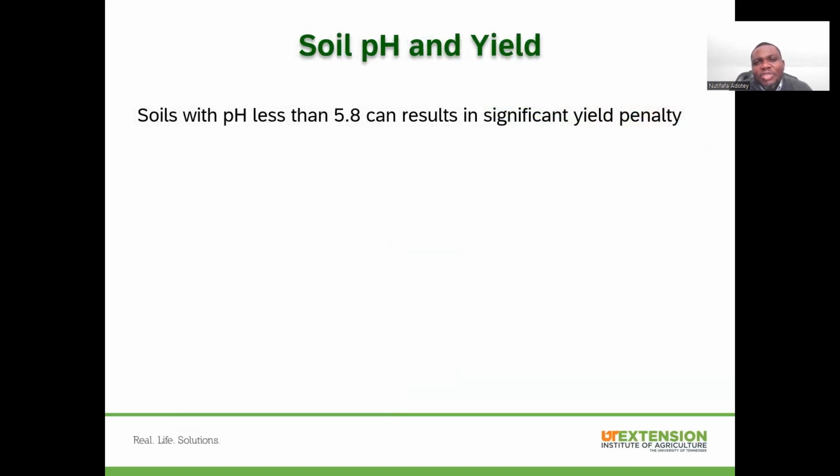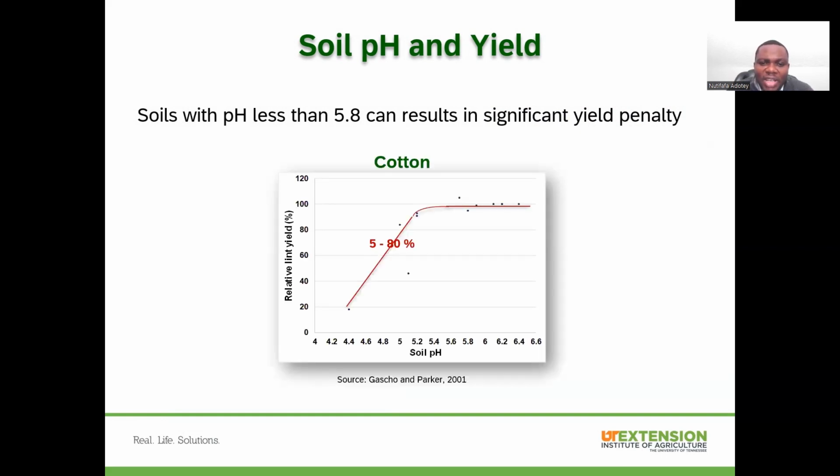So the next relationship is soil pH and yield. Generally, when your soil pH is less than 5.8, it can result in significant yield penalty. Why so? Because we talked about the fact that low soil pH can affect your root. So your root is not able to take up adequate amounts of nutrients and moisture that are required for optimal yield. We want to look at a study that was done out of state, looking at how soil pH can rob lint yield. So on the y-axis is the relative lint yield, and on the x-axis is the soil pH. And you can see clearly that when pH is below 5.8, you can lose somewhere between 5 to 80% of your potential lint yield.